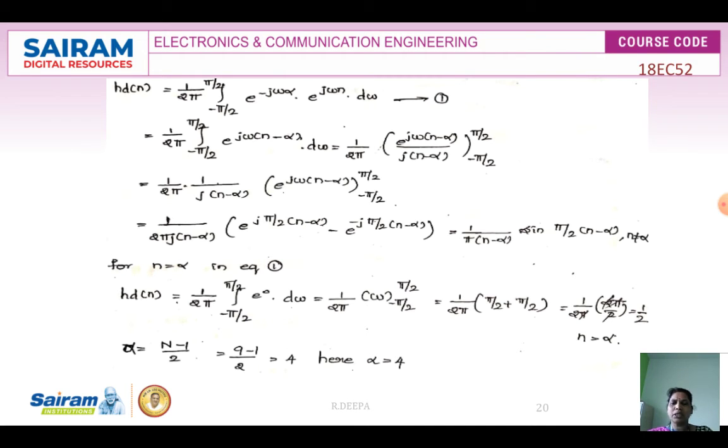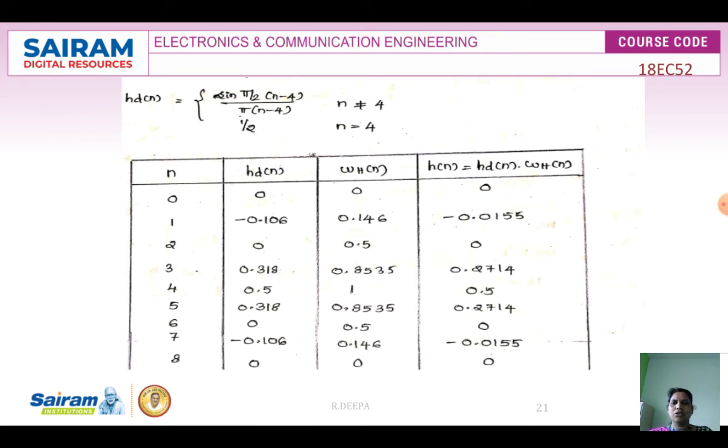In the next step, put n is equal to alpha as already discussed. Identify equation 1, which is the step before taking the integral, that expression is equation 1. Put n is equal to alpha and you can calculate hd of n for n is equal to alpha. And the last step, we are going to find what alpha is. Alpha is nothing but tau actually, it is represented as alpha in this particular problem. Put alpha is equal to N minus 1 by 2 and calculate alpha as 4. Then we will write what hd of n is here.